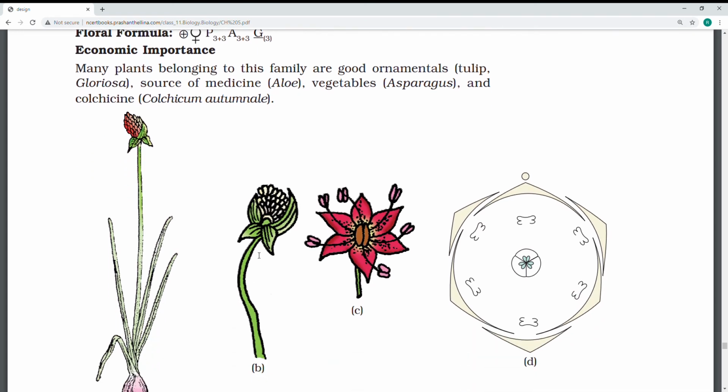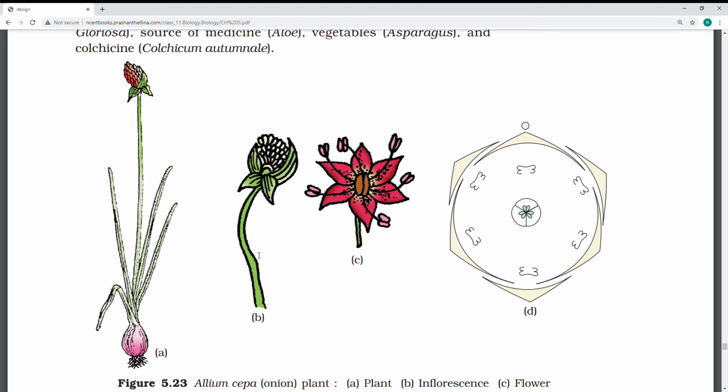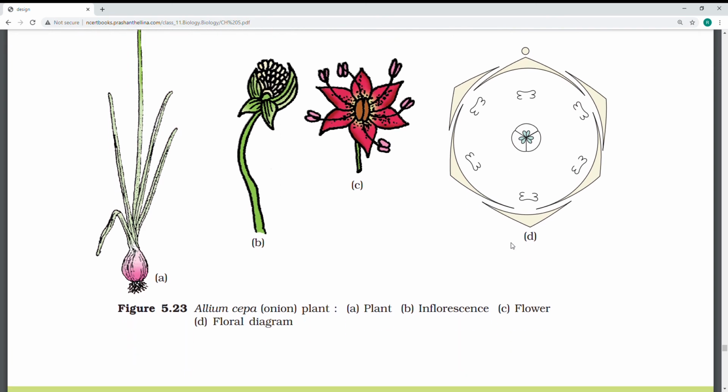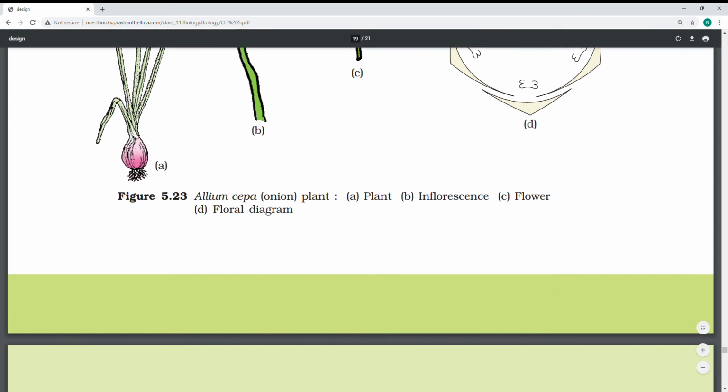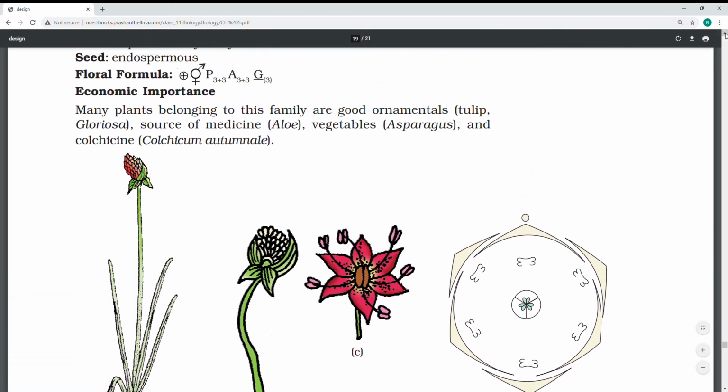See the floral diagram: 3 tepals are inside and 3 are outside. The androecium also has 3 inside and 3 outside, that is why it is given so. Even the ovary center has 3 locules. This is basically the onion plant, so the onion plant has cymose inflorescence and all these.